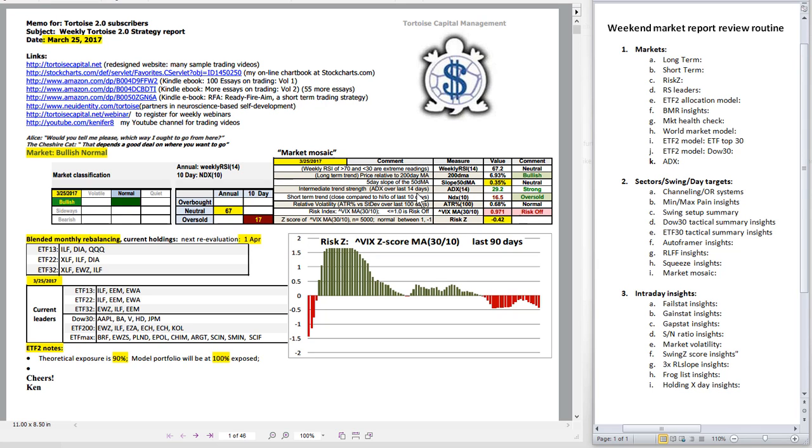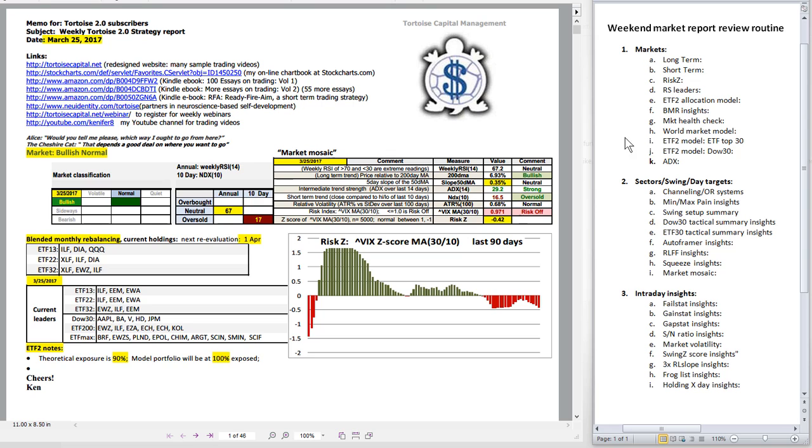Good evening. This is Ken Long at Tortoise Capital with a review of the weekend trading report for March 25th, 2017. What I want to do this week is go a little slower and walk through this checklist, the market report review routine. This is the sequence that I go through each week and the parts of the reports that I'm working on. There's three clusters.